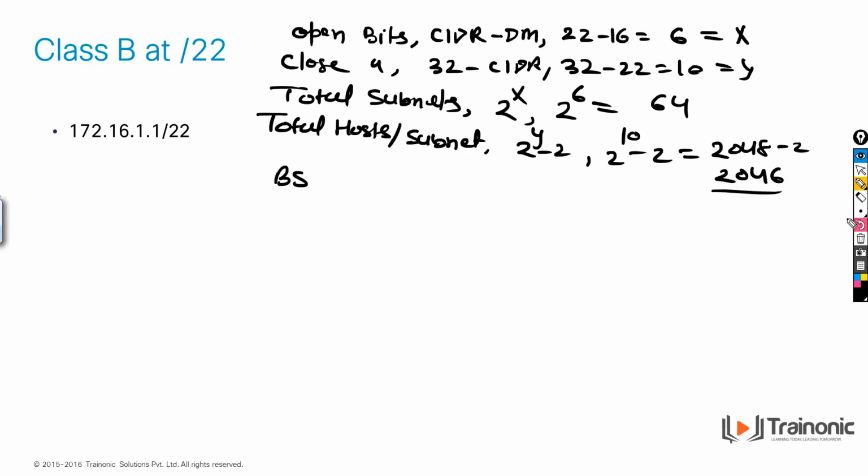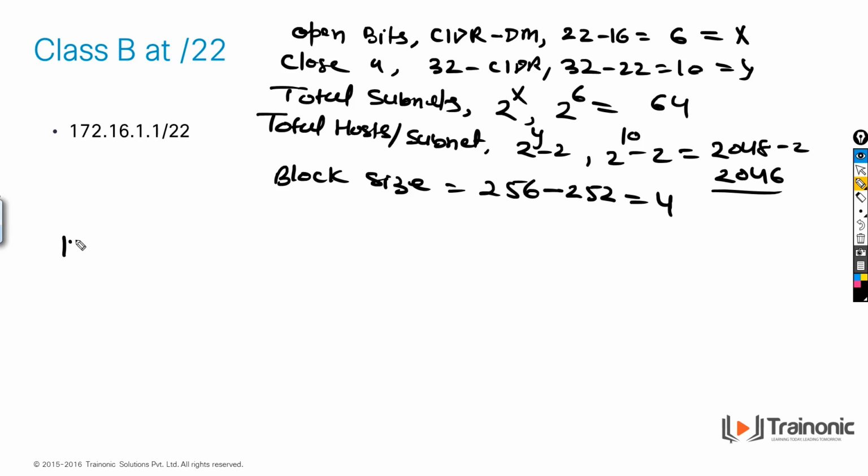Block size will be 256 minus the decimal value. When 6 bits are on, your decimal value is 252. Then block size here is 4.